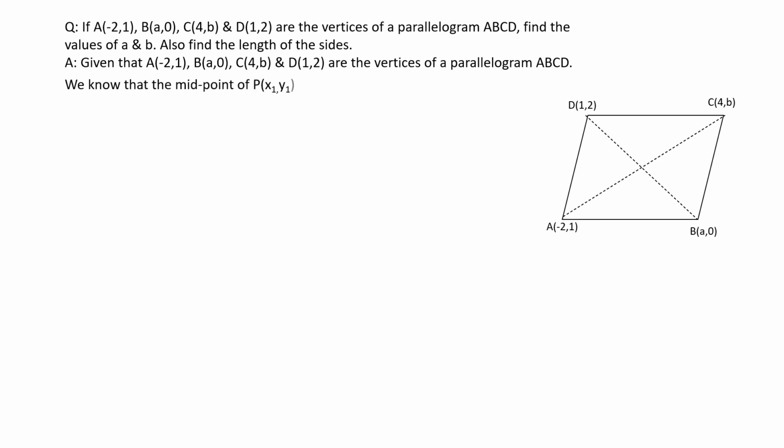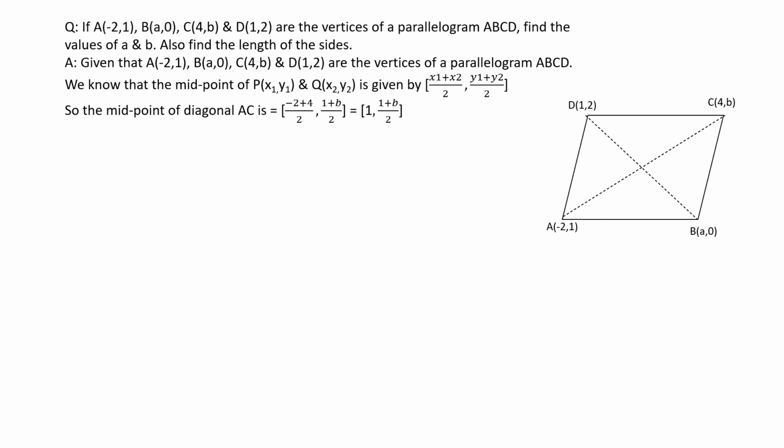Now we know that the midpoint of P(x1, y1) and Q(x2, y2) is given by (x1 + x2)/2, (y1 + y2)/2. So the midpoint of the diagonal AC is nothing but (minus 2 plus 4)/2, (1 plus b)/2, or it is nothing but 1, (1 plus b)/2, and the midpoint of the diagonal BD is (a plus 1)/2, (0 plus 2)/2, or it is nothing but (a plus 1)/2, 1.